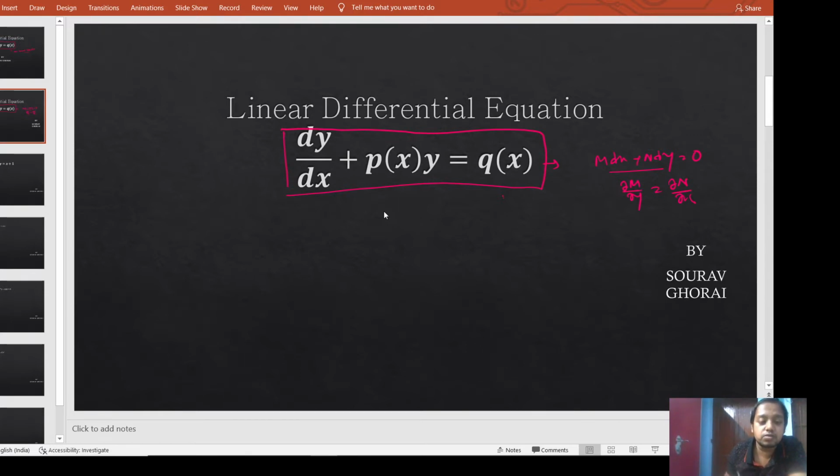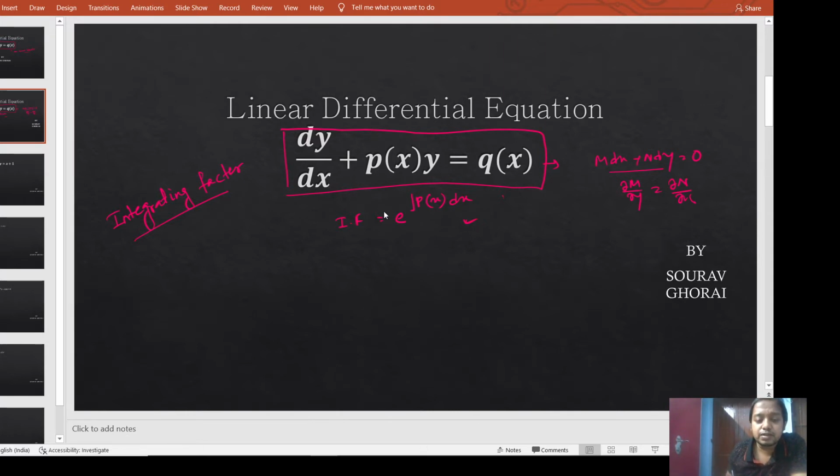Here I will use a new term, the integrating factor. An integrating factor is a quantity which makes a non-exact equation exact. For the linear differential equation, the integrating factor is of the form e to the power integration of p(x) dx. When we find the integrating factor of a linear differential equation, how can we solve it?